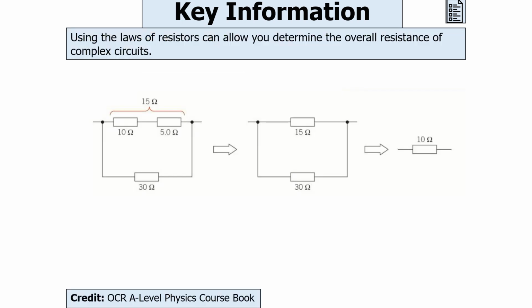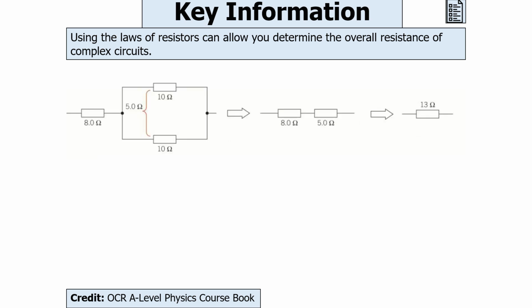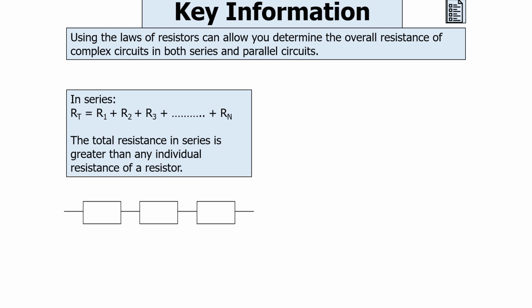Just to go over this idea again, using the laws of resistors allows you to determine the overall resistance of complex circuits, as you can see in this diagram and in this diagram as well. In a series circuit, we can work out the total resistance by doing R total is equal to R1 plus R2 plus R3 all the way to Rn. You should be aware that the total resistance in series is greater than any individual resistor. This is because as more resistors are in a row, the greater the impedance to the current flow, so the greater the total resistance.